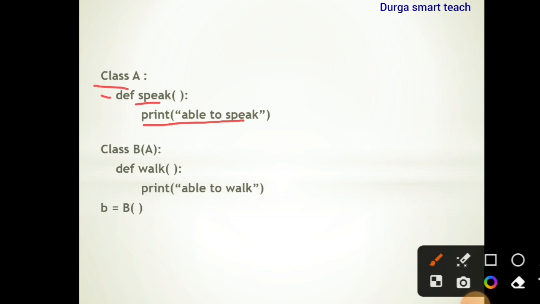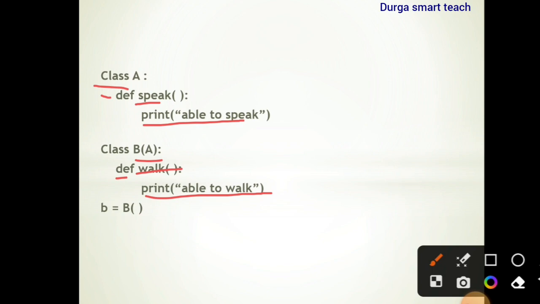Next, I am defining the subclass. The subclass name is B and it is derived from class A. So A is a class and B is also a class, but B is a subclass and it is derived from A. That's why B of A. And it contains one function, def walk. Walk is a function name and it contains the implementation: able to walk.